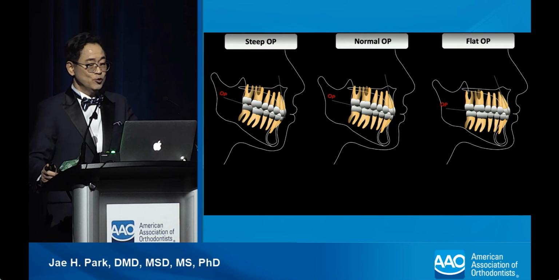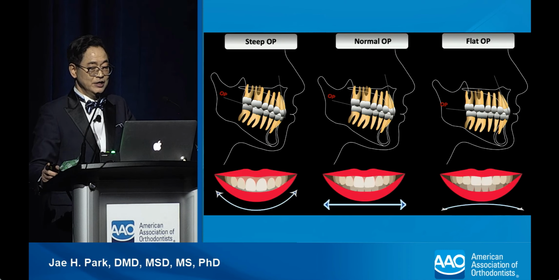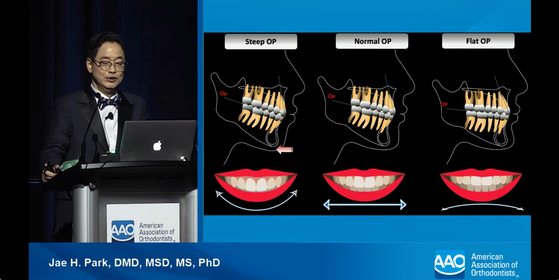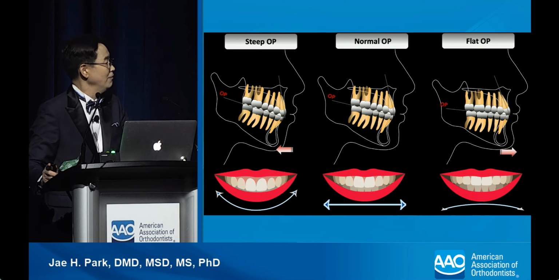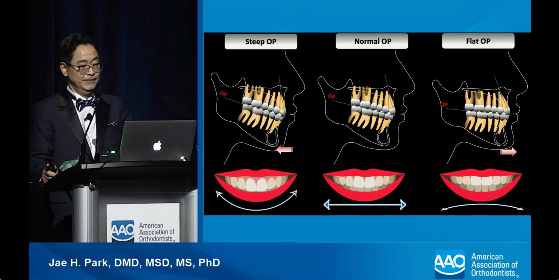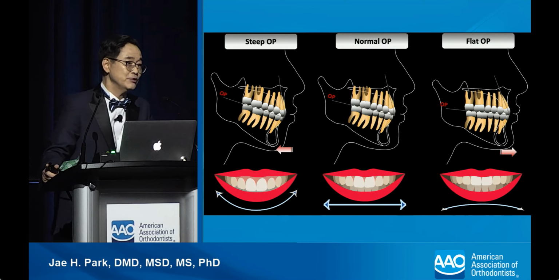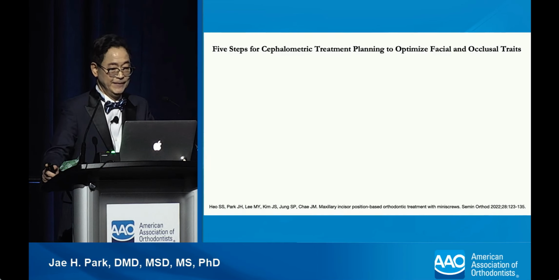The steep occlusal plane tends to produce a more curved smile arc and a more posterior position of the chin point. Conversely, the flat occlusal plane leads to a less curved or reverse smile arc and a more forward position of the mandible. You should remember this when you are doing the surgery.